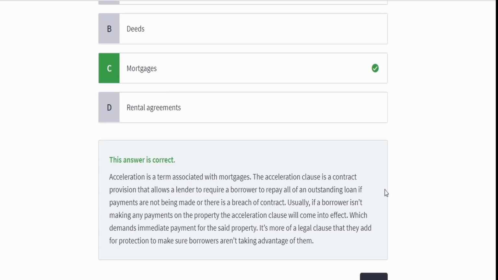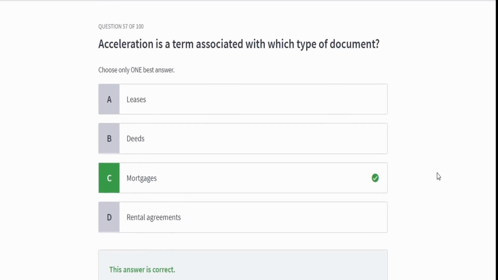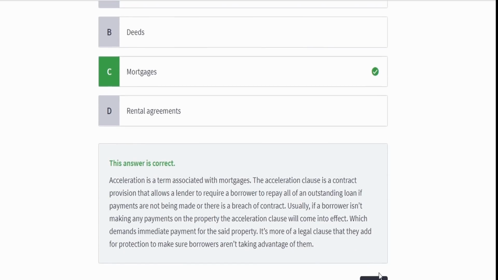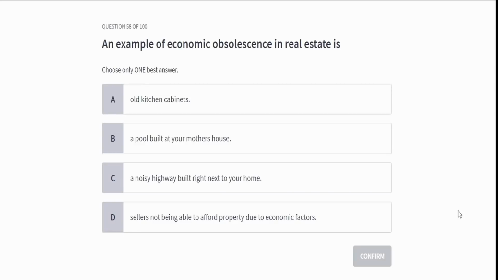Hopefully you guys understood that concept and that term, as well as how it fits into real estate, as well as mortgages and contract clauses. Contract clauses are something that we're seeing a lot more of pop up everywhere. So if you guys aren't familiar with contract clauses, check out our videos on that as well.